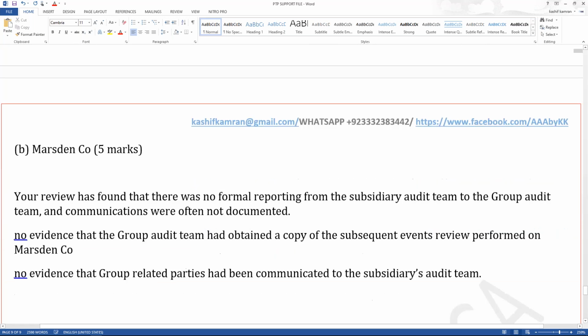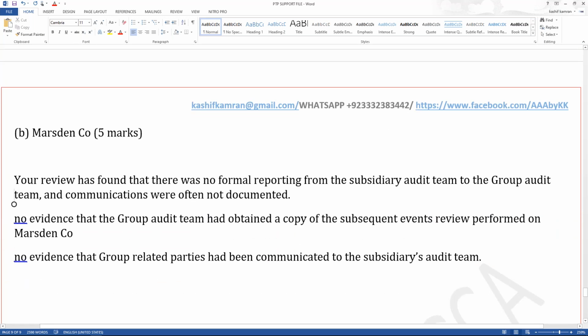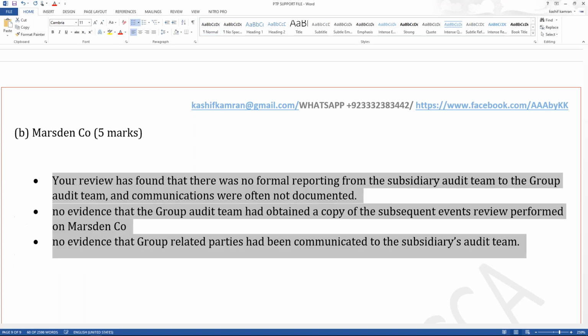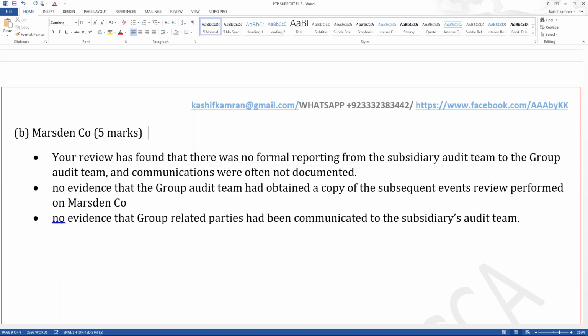So you found the issue, that's the first target. After you found the issues, your next target is to convert the issues into a proper answer. So first read, then plan, and then write. Read, plan, write. So you read, we plan, now we're writing. Your review has found there was no formal reporting from the subsidiary team to the group team. So no formal reporting. That becomes the first heading.